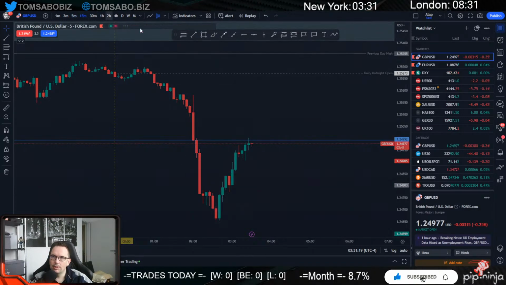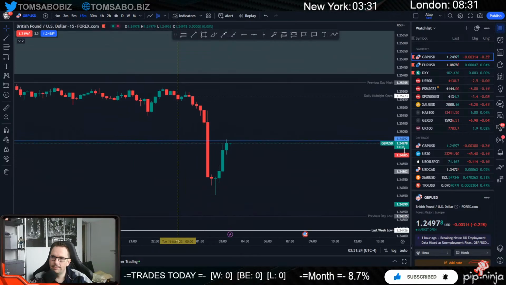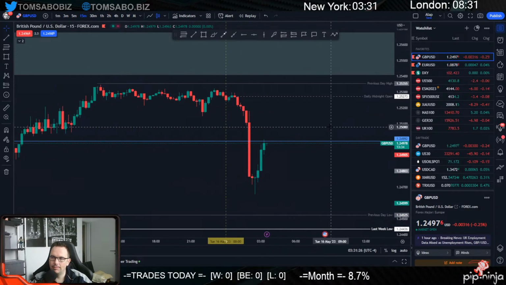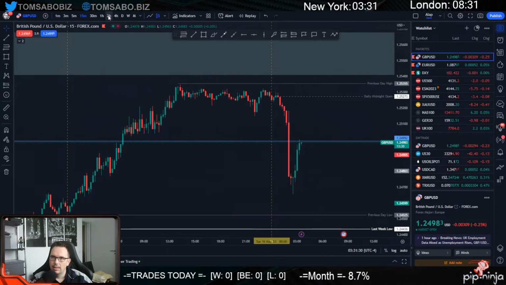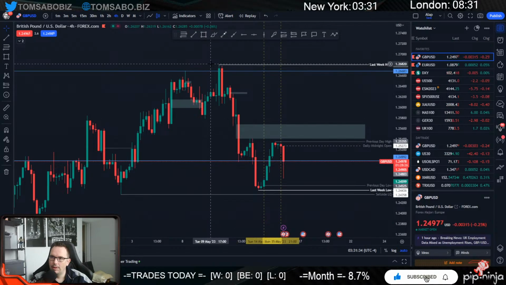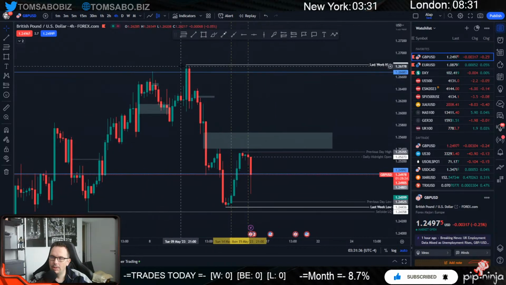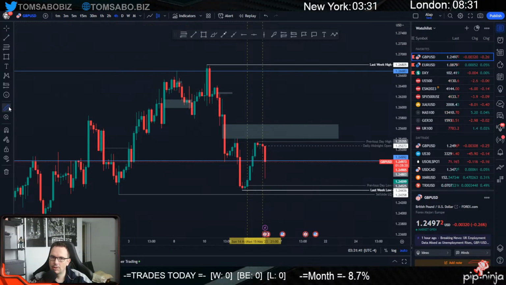For example, this here, this is a tricky one. The pound is really tricking me because, let's go for a higher time frame with the pound. This up here would be, let's just measure this one.